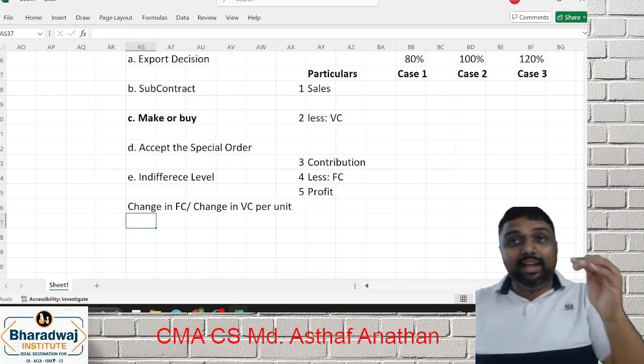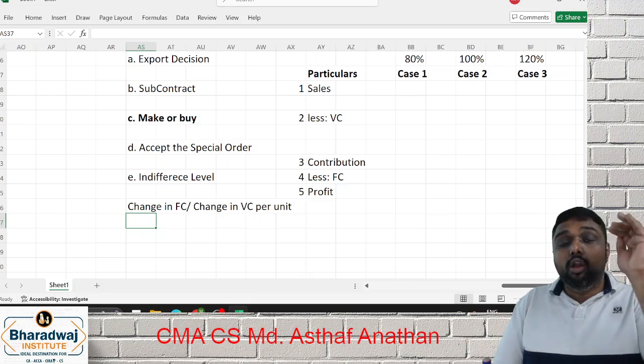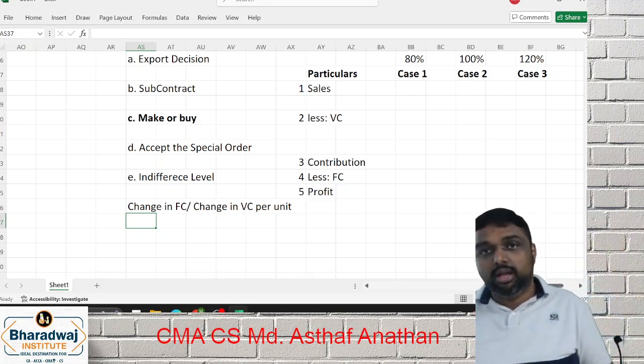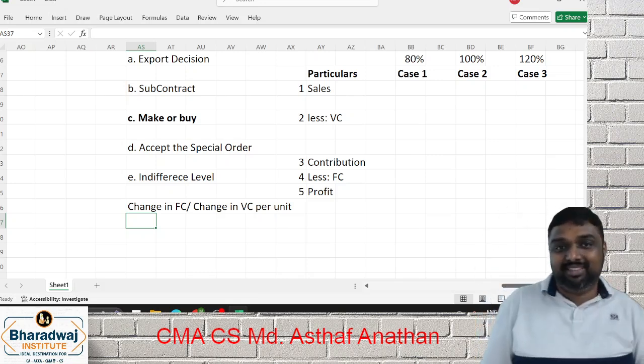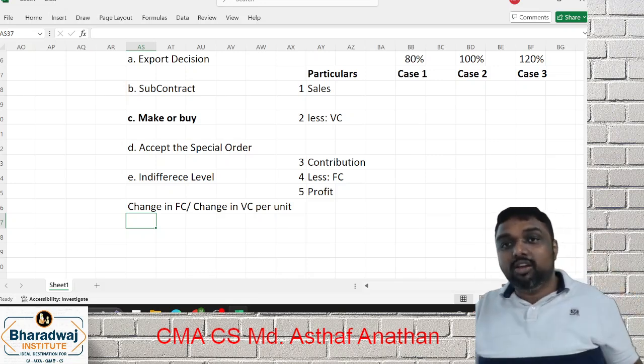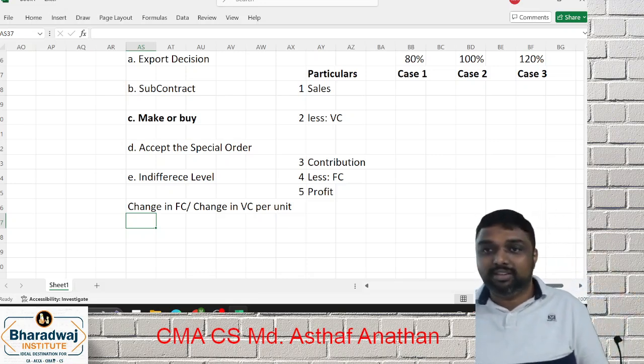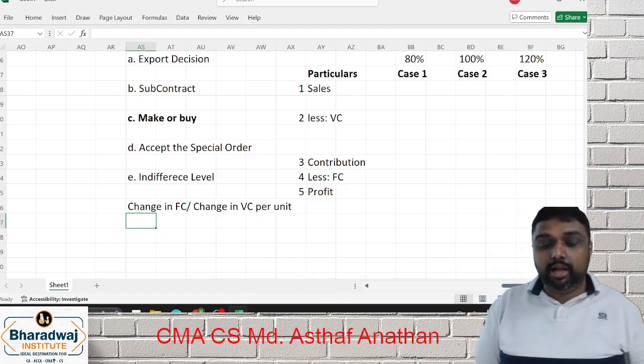Below the indifference level, the lower fixed cost is best. Above the indifference level, the lower variable cost is best. Are you clear, friends?